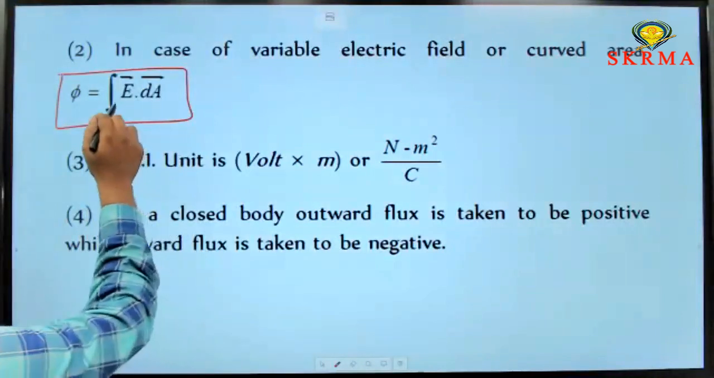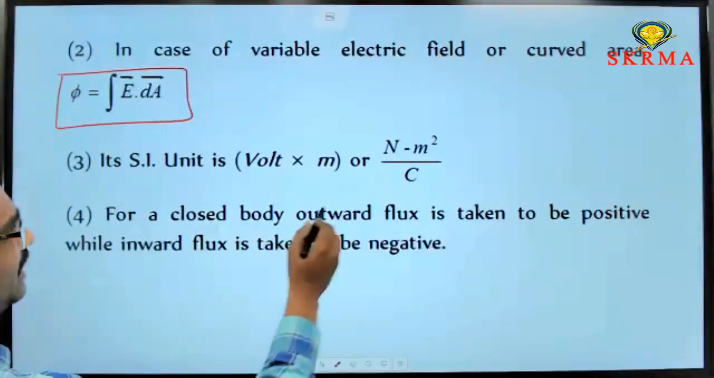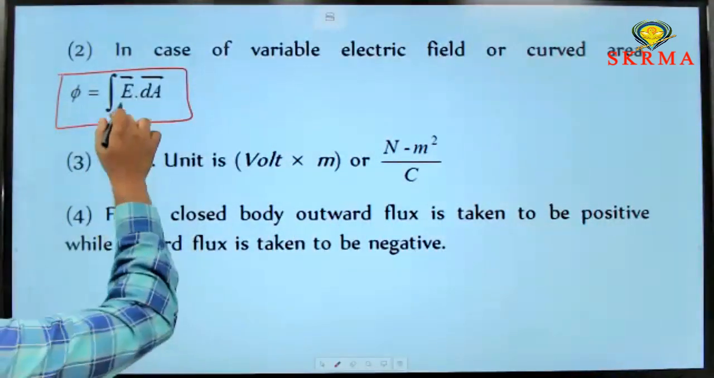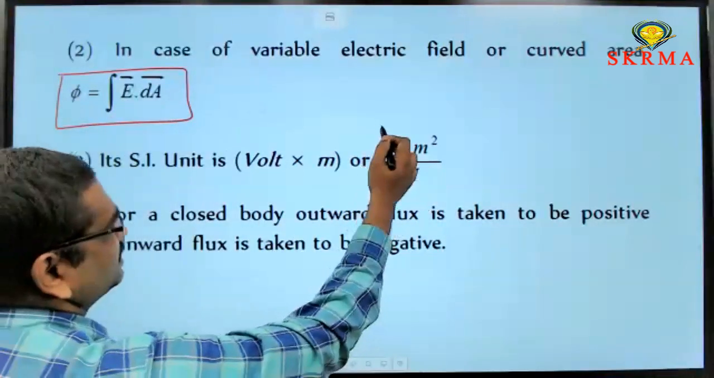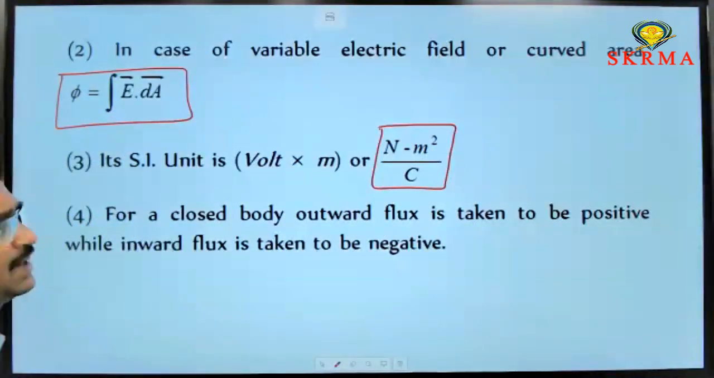So integral. Next one. What is the SI unit of electric flux? For electric field, Newton per coulomb, and area meter square. So Newton meter square by coulomb. Newton meter square by coulomb is the SI unit for electric flux, or volt meter. Electric flux SI unit is either volt meter or Newton meter square by coulomb.